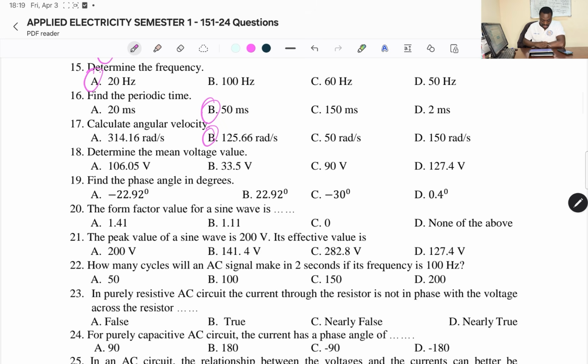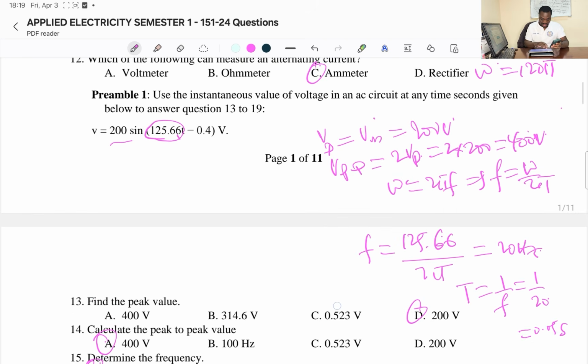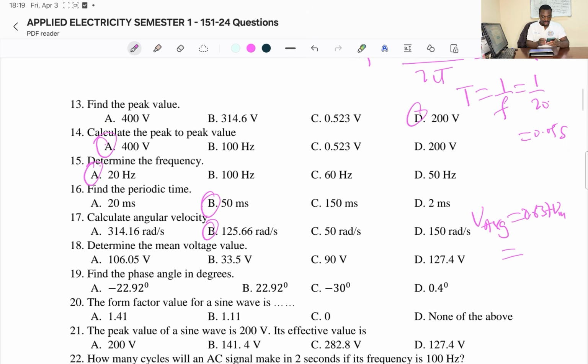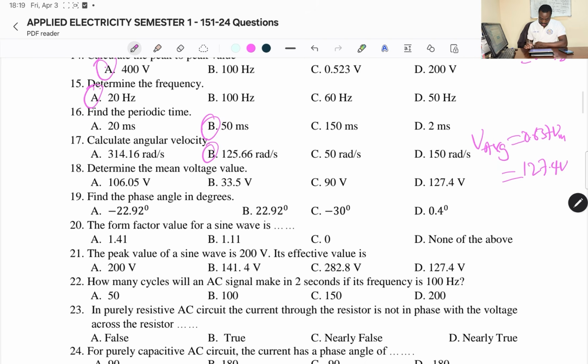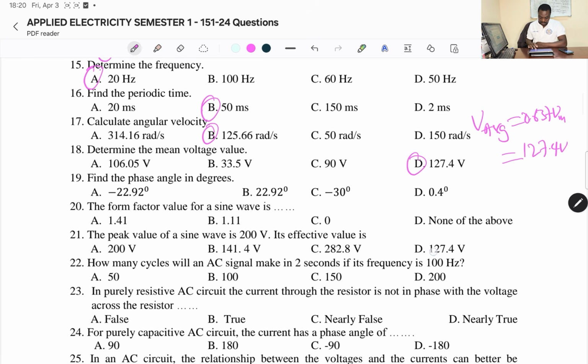Question 18. Determine the mean voltage value. So mean voltage, I wrote this formula earlier, which is the average voltage equals 0.637 times the maximum voltage. And that is just going to be 0.637 times the maximum voltage here. You can see it's 200, meaning times 200. And that gives us 1.274 volts. So the answer here is going to be D.